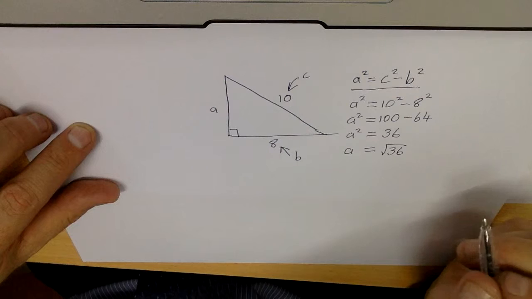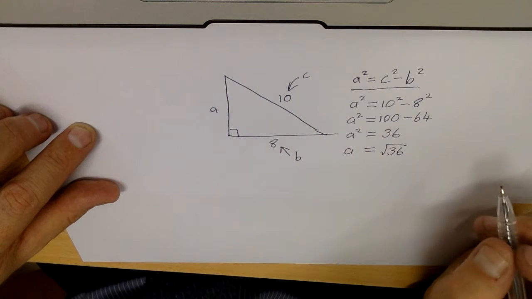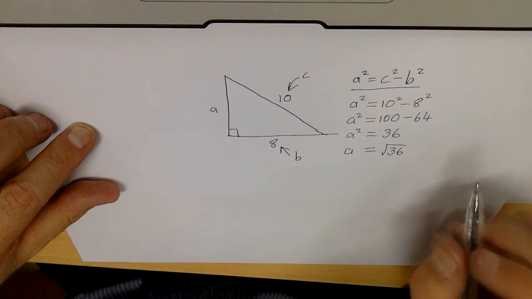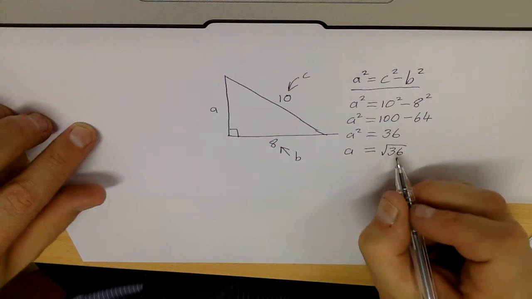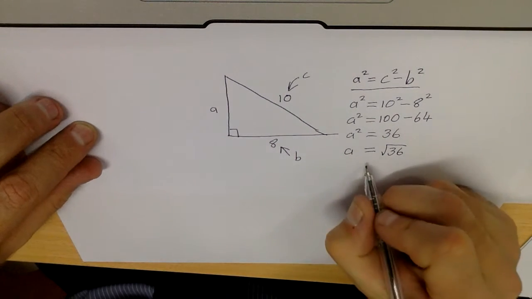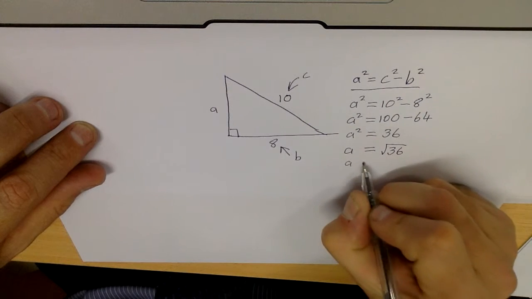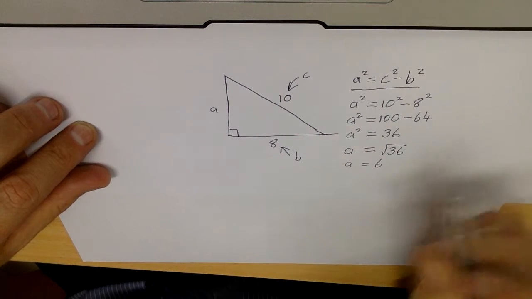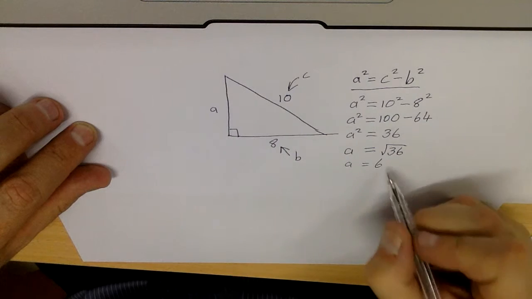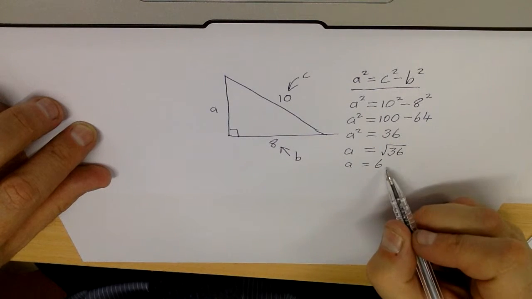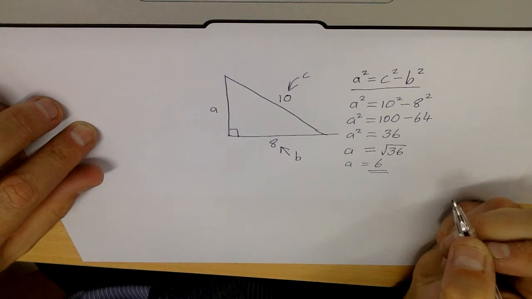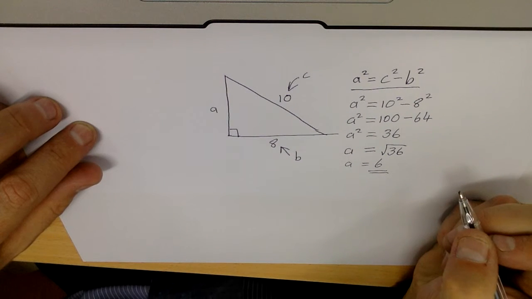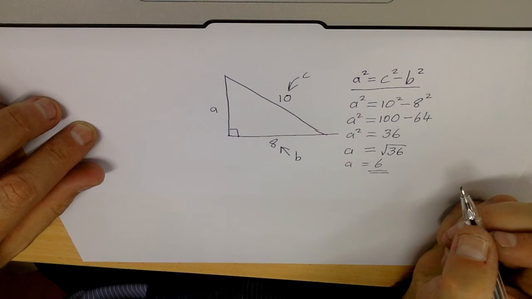You've already guessed what that number is, the number you multiply by itself to be 36. If you put that into your calculator and use the square root symbol, you'll end up with A equals 6. I haven't put any centimetres in here, but if they were centimetres, this would end up being 6 centimetres, but it's just 6 units for now. And that's how you find the length of a side of a right-angled triangle.